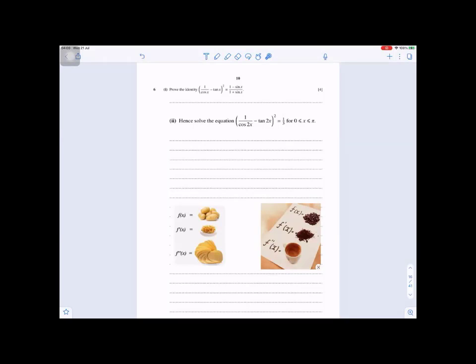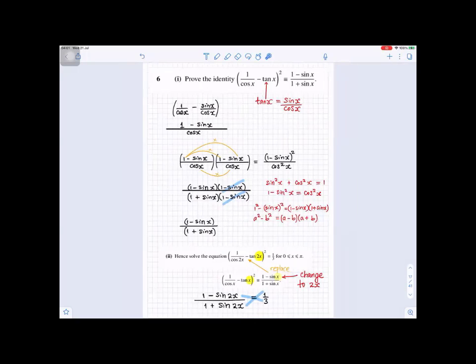Question number 6. Prove the identity (1 over cos x minus tan x) all squared is identical to (1 minus sine x) over (1 plus sine x). And then there's part 2. So we want to change tan x to sine x over cos x. So we have 1 over cos x minus sine x over cos x.